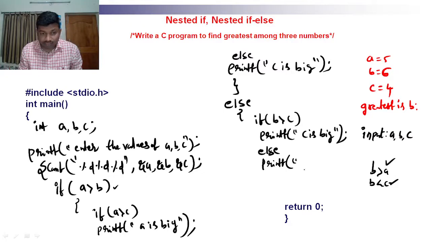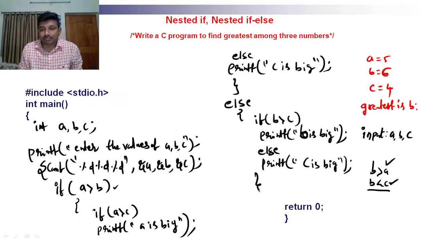So what we have done? We come here. If B is greater than A and B is greater than C, sorry, here B is big. Am I right? B is greater than A and B is greater than C, so B is big. Else B is greater than A but B is less than C, then C is big. Am I right? So simple program. I want you to practice more on this else.